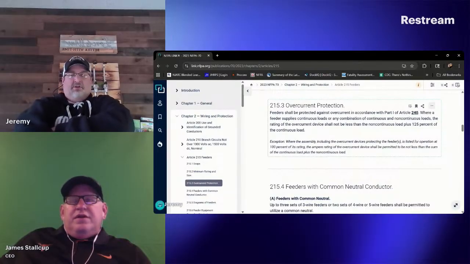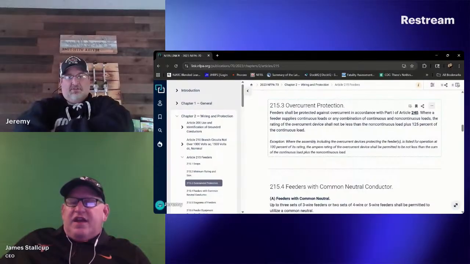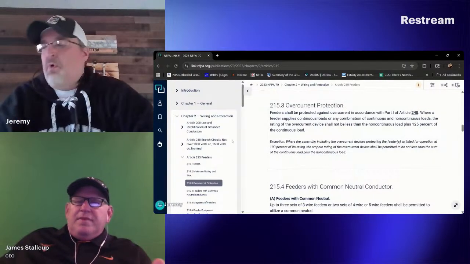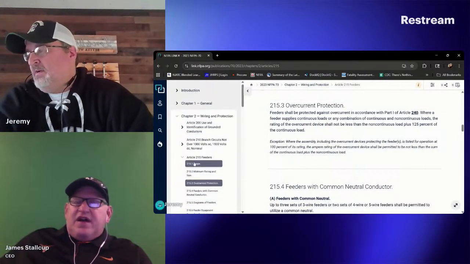Why can't I go down to the next standard size? Where does it say you have to go down to the next standard size? You guys have problems understanding. No. Where does it say minimum, maximum size? A minimum and maximum size for your overcurrent device for a motor.